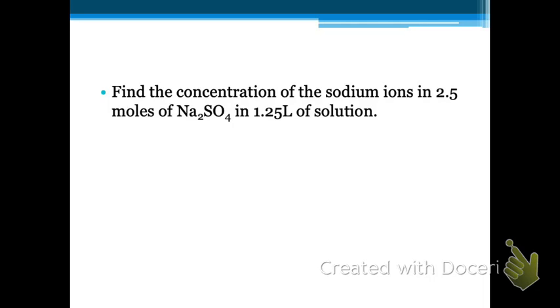Find the concentration of sodium ions only. In the last one, we found the concentration of each ion. This one's sodium only. 2.5 moles of sodium sulfate in 1.25 liters of solution. Okay, I'm going to give you a head start and let you guys try this one on your own.